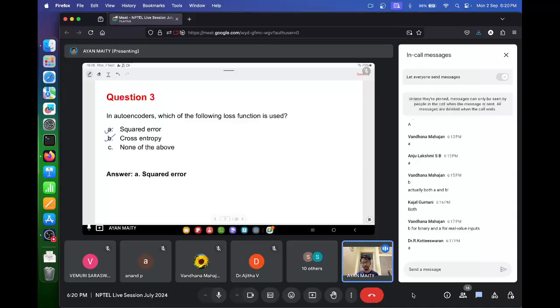Even for binary the squared error would work, but most probably cross entropy would be better. Even in case of binary, if we just find the difference between the input and the output by squared error, it should give a similar answer, but it is possible that cross entropy would do a better job in case of binary. I will check that and correct it after the session.